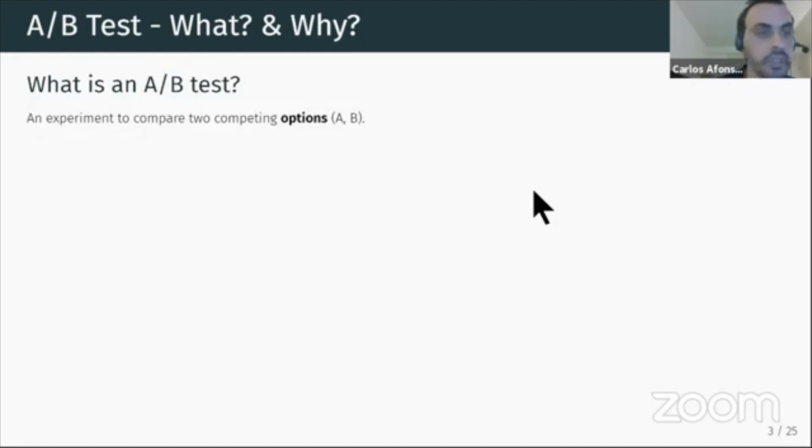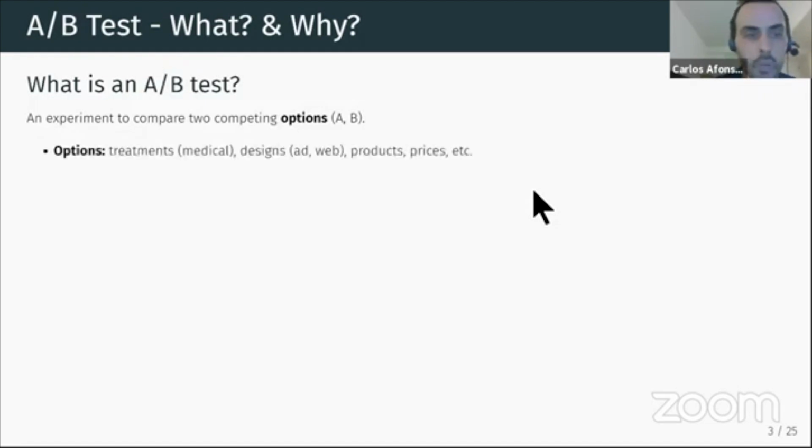Okay. What are those options? They could be different treatments in the medical context. They could be different designs, for example, different advert designs, or different web designs in a more internet context. Or they could be different products, or even different prices for the same product to see which one would get more profit, and so on. So the options could be anything, depending on the different industries and the different problem that you are trying to address. So that's what an A/B test is.